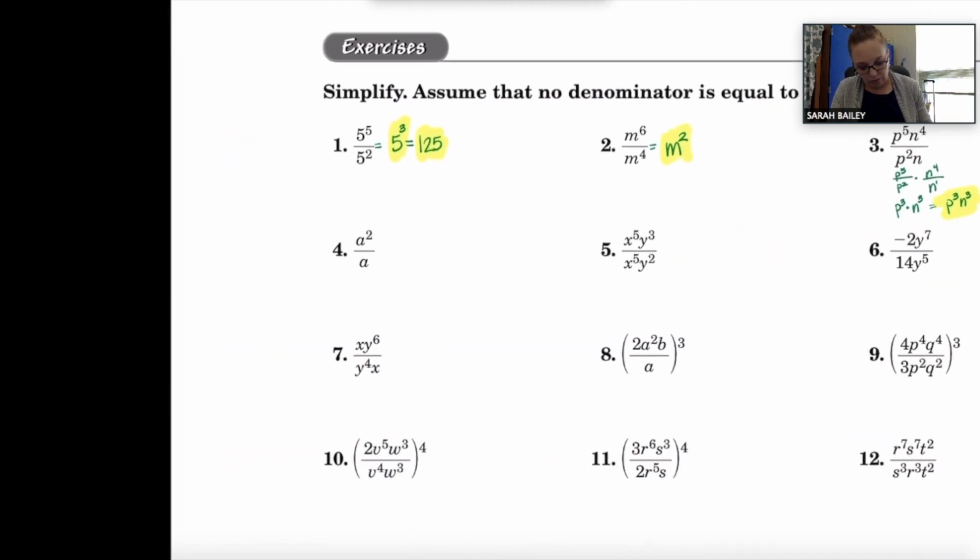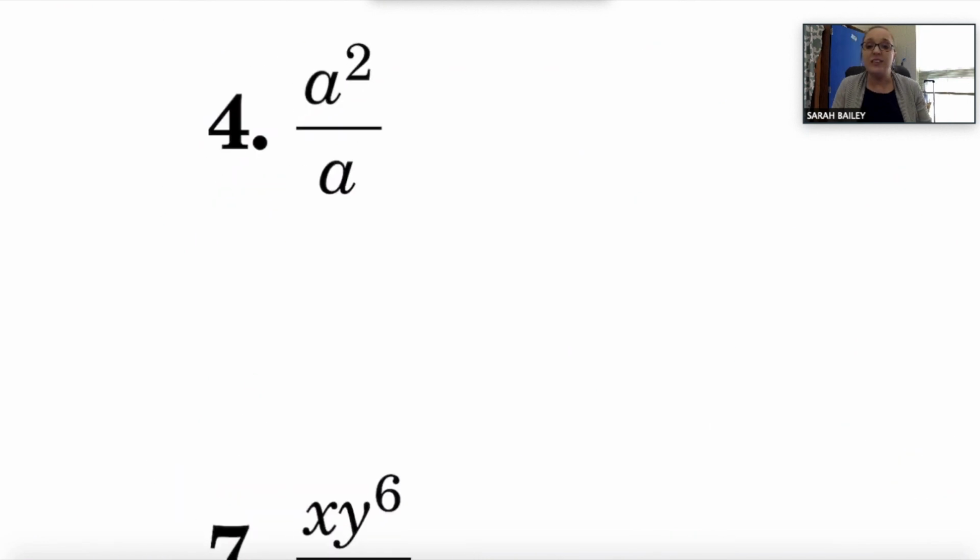Okay, let's look at number 4. So this is a squared divided by a. Remember, that's the same as a to the 1st power. So when I subtract the exponents, I get a to the 1st, or just a. Final answer.